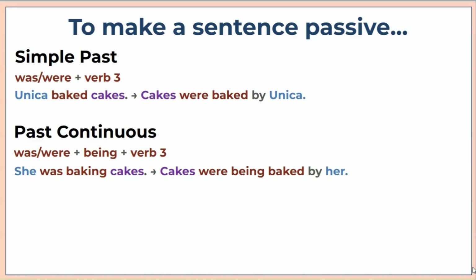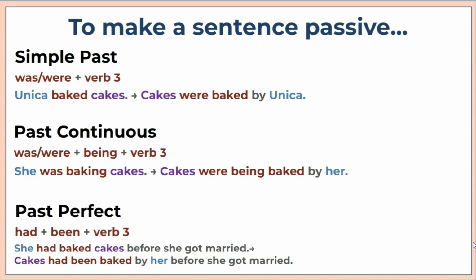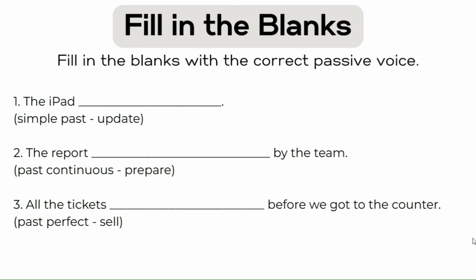For the past perfect, the formula is had been and the past participle or verb 3. Again, similar to the present perfect, the only change here is that the has and the have need to change to the past tense had. So she had baked cakes before she got married changes to cakes had been baked by her before she got married. So now let's practice with the simple past, past continuous, and past perfect tenses.